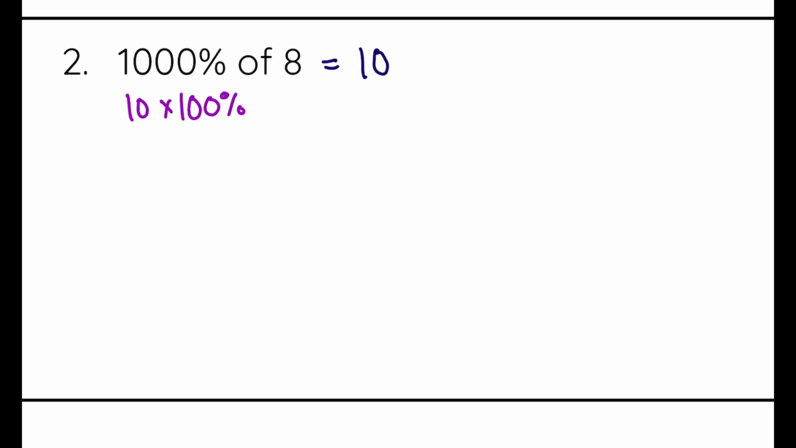Take a look at one more example. In example 2, we're asked to find 1000% of 8. Well, we know that 1000 is equal to 10 times 100. So 1000% is 10 times 100%. So to find 1000% of 8, we multiply 10 times 8. And 10 times 8 gives us 80. So 1000% of 8 is equal to 80.